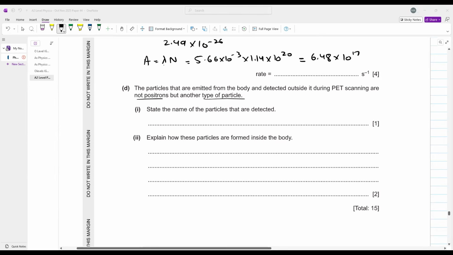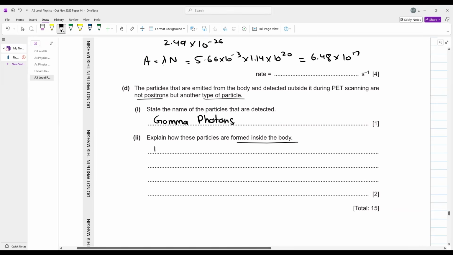The positron in the body combines with electrons. Annihilation occurs. This causes the mass of the positron and electron to get converted into the energy of gamma ray photons. So write this in a little more detail.